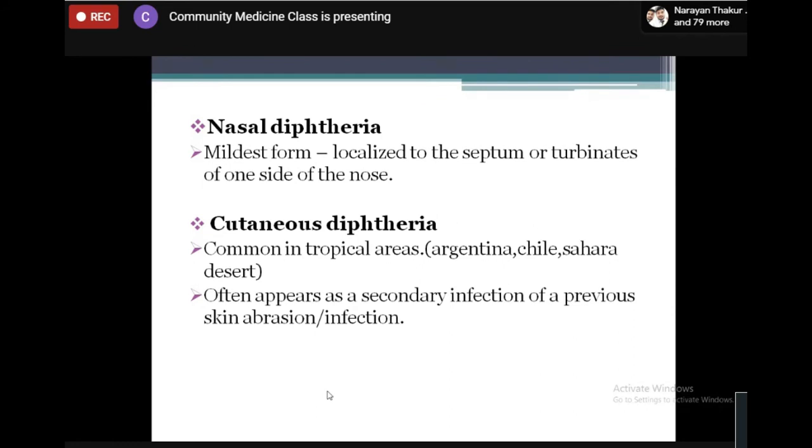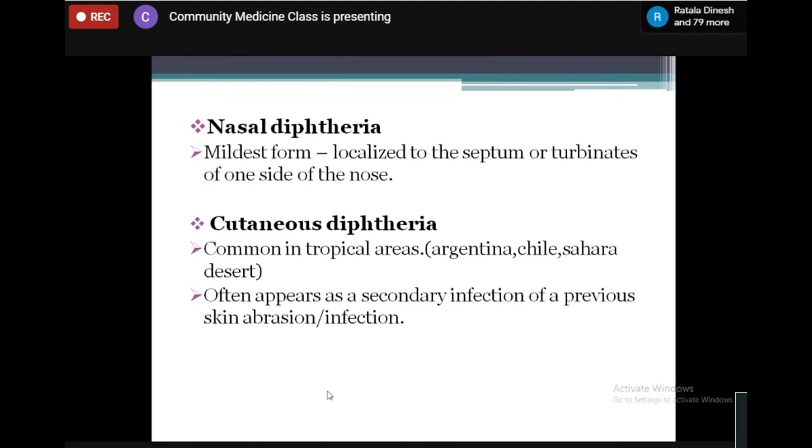So nasal diphtheria is the mildest form, and it is localized to the septum or turbinates of one side of the nose. I think you know what is septum or turbinates. Septum is the thin bone inside the nose which divides the nose, lying between the two nostrils. And turbinates are the long narrow passages inside the nose beside the septum, which actually help to moisten or cool the air which passes into the nose.